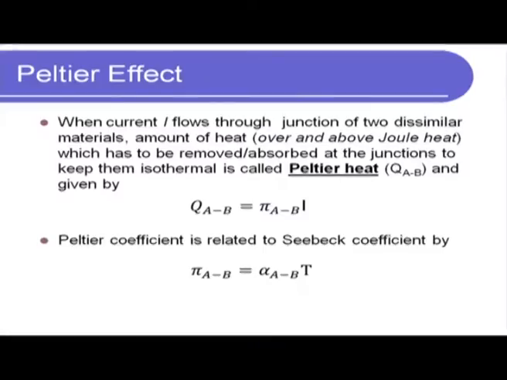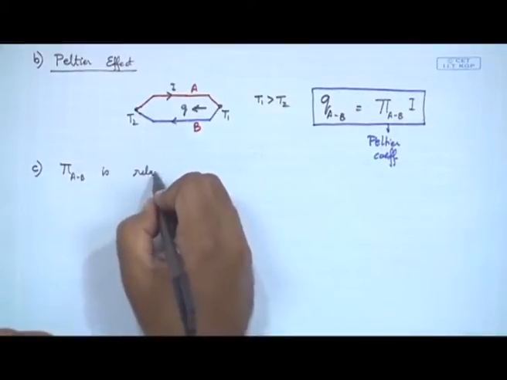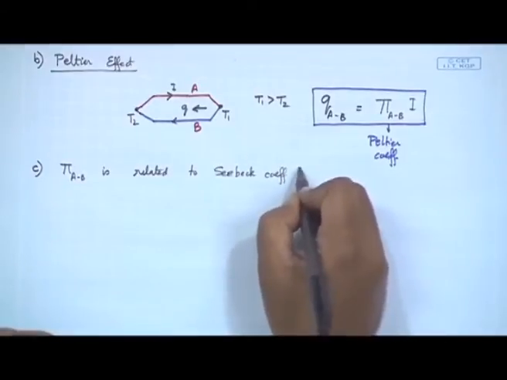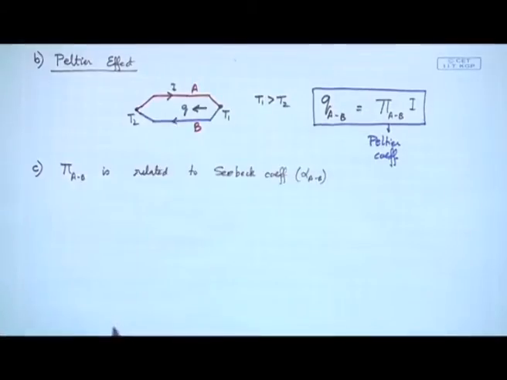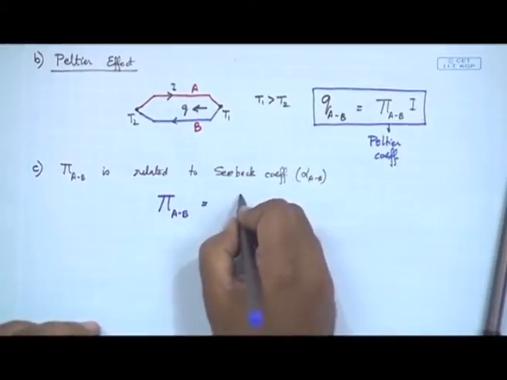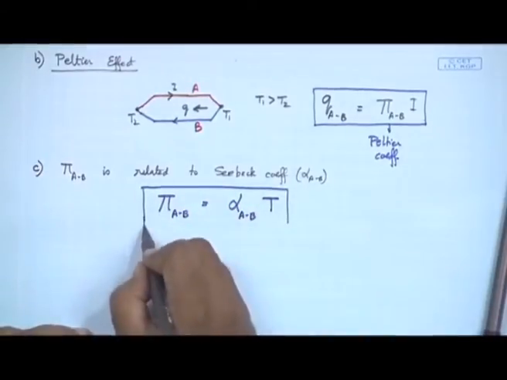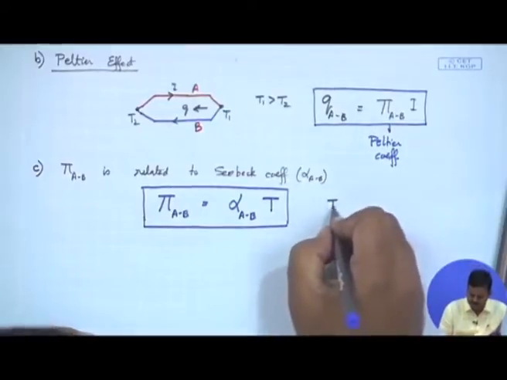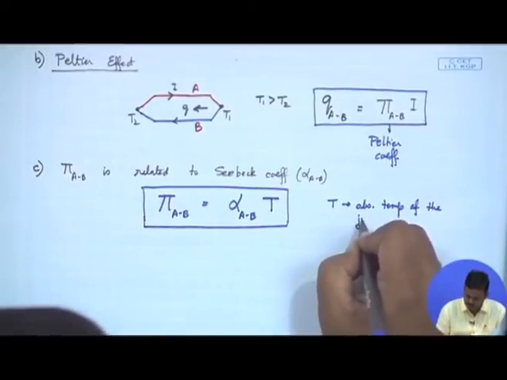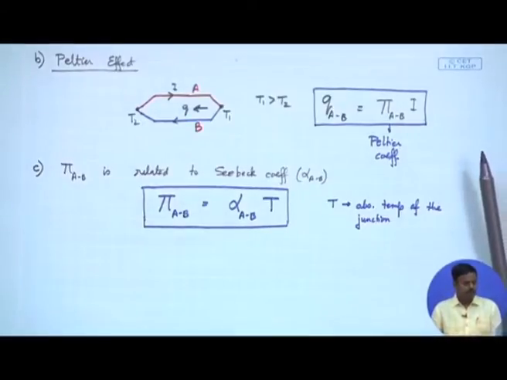So, now that we know what is Seebeck effect and what is Peltier effect, the last thing that we would just state here without any proof is that Peltier coefficient pi AB is related to Seebeck coefficient alpha A to B. And how is it related? It can be shown that pi A to B is equal to alpha A to B times T, times the absolute temperature. Clear? And so, what is T? T is the absolute temperature of the junction that we are talking about. Clear? So, this is how it is related.